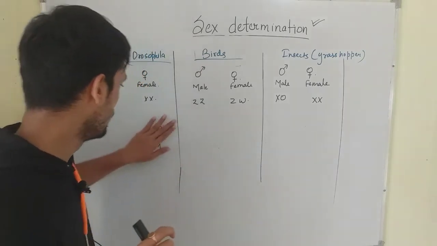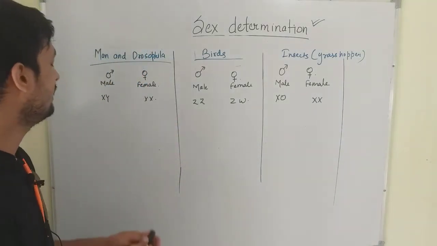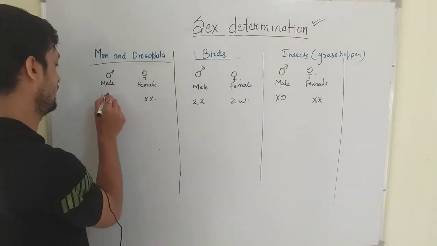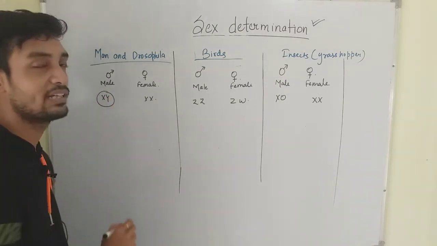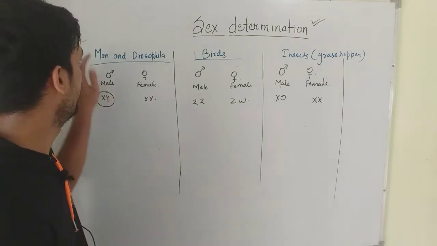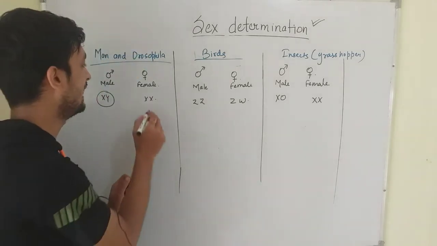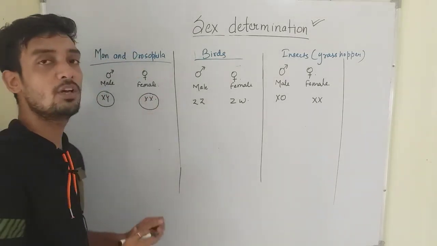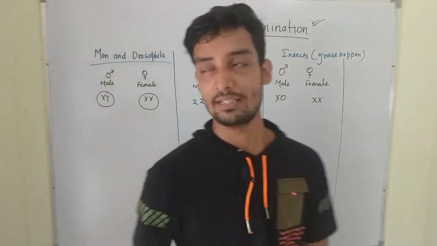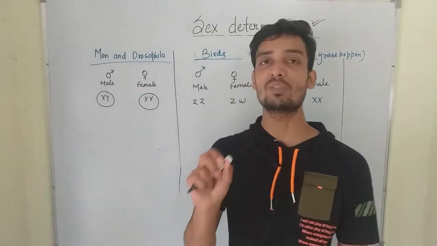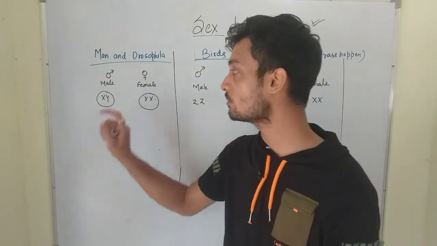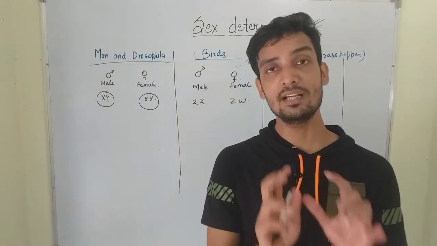In males the sex chromosomes are of X and Y type in man and drosophila, and in females the sex chromosomes are of X and X type. There are two X chromosomes present in the female, and an X chromosome and a Y chromosome present in the male.